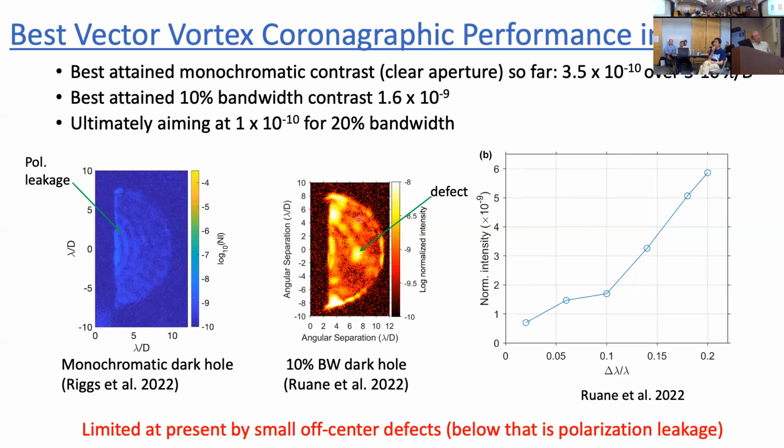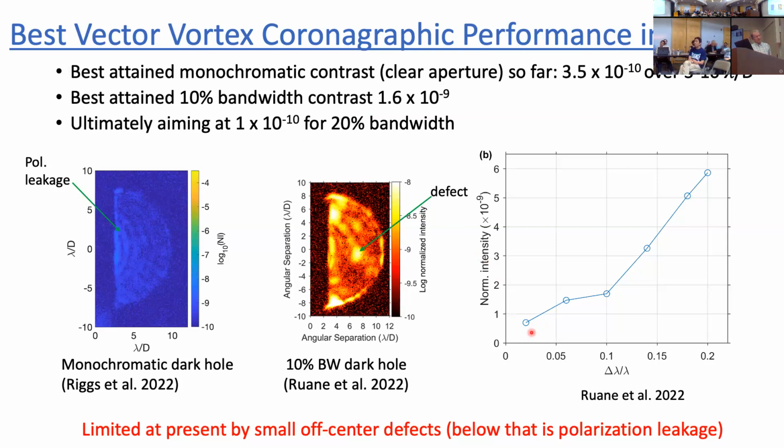And then with 10% bandwidth, we've gotten to about 10 to the minus 9. Officially, it's 1.6 times 10 to the minus 9. And so ultimately, for Habitable Worlds Observatory, we'd like to get to 10 to the minus 10 for 20% bandwidth. None of our official milestones are at this level yet because even the chamber can't do that. But so far, we're making progress in that direction.